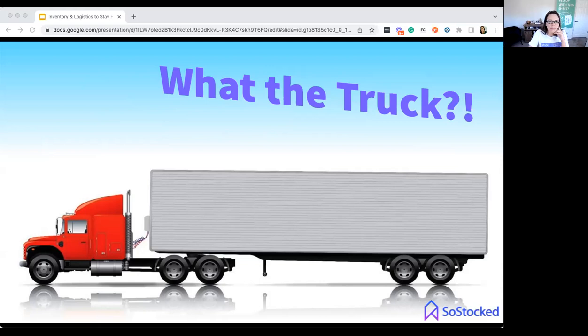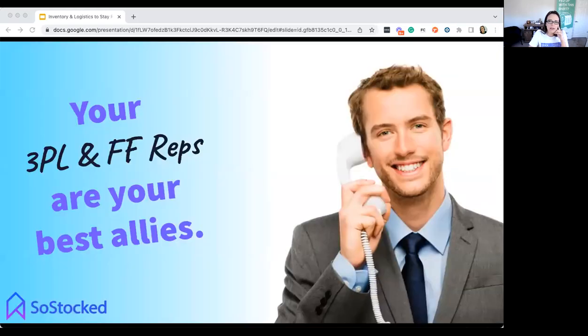So the solution, there's actually some ways to get around this. First and foremost, talk to your 3PLs, your freight forwarding reps. They're your best allies. They know what is happening.